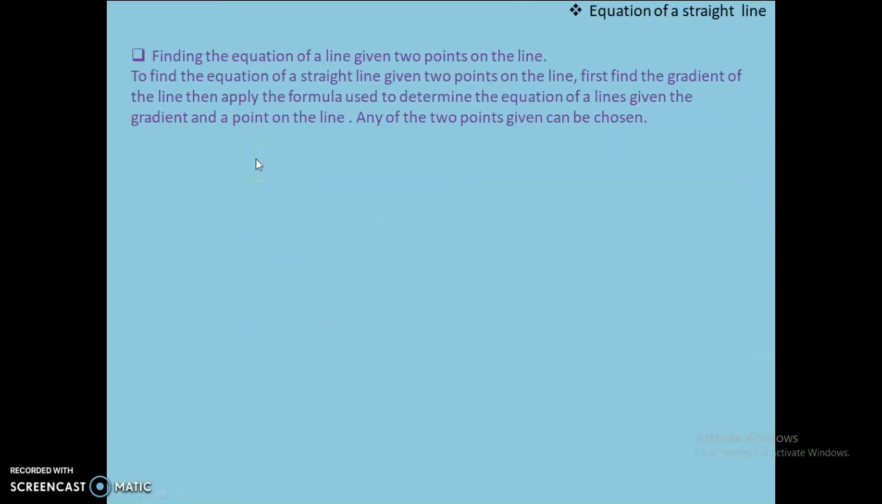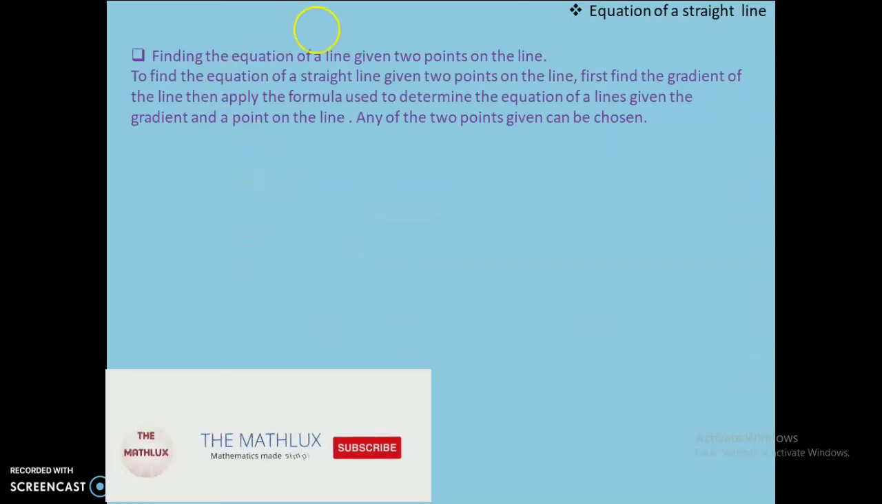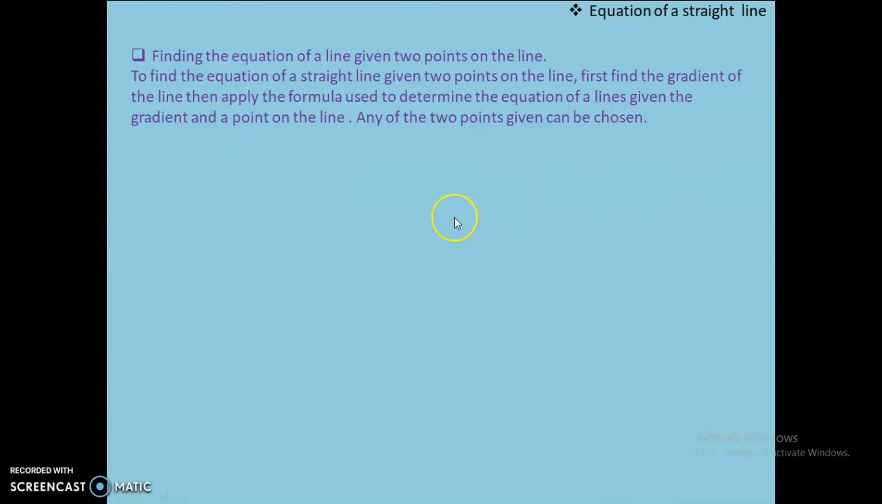Now we have to find the equation of a straight line given 2 points on the line. Now to find the equation of a straight line given 2 points on the line, we first find the gradient of the line, then we apply the formula.